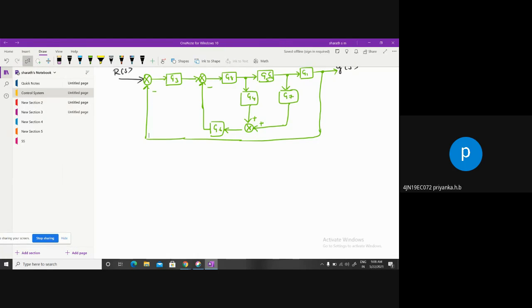G7 takeoff point, right shift mark. G7 takeoff point, right side shift mark.